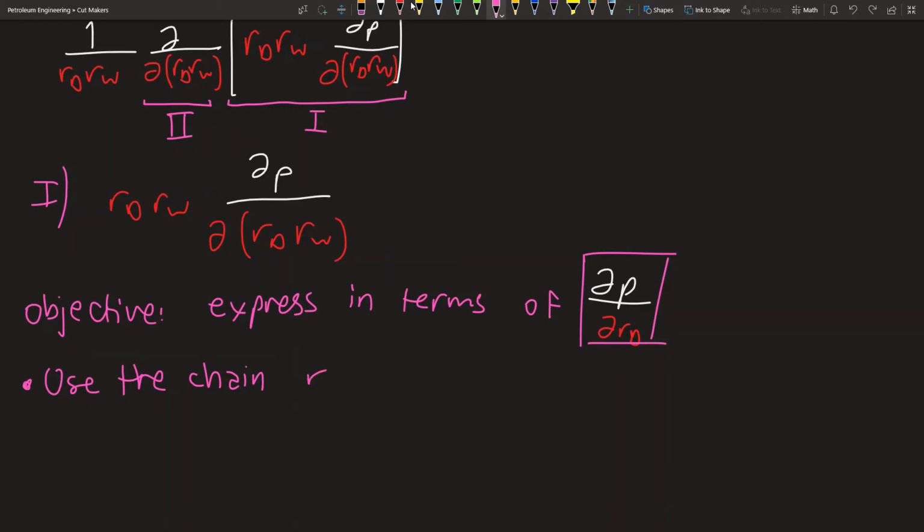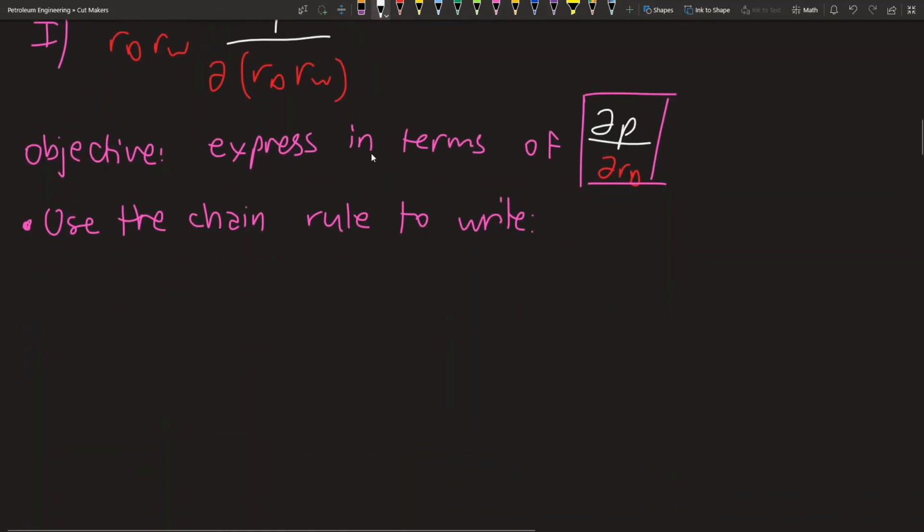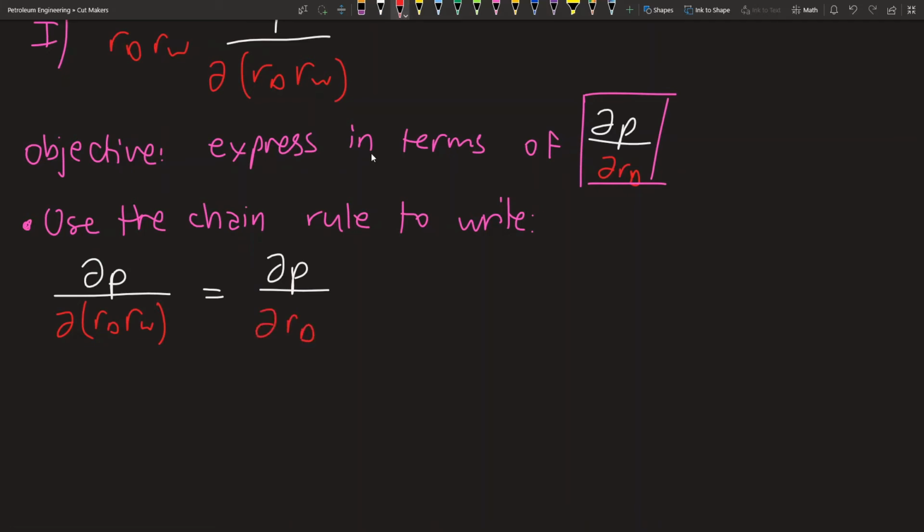That's a badly written rule, so let me write the following. We can write ∂P over ∂R_D, R_W. And remember, we want this in terms of ∂P over ∂R_D. So let's just write that down on the right hand side.